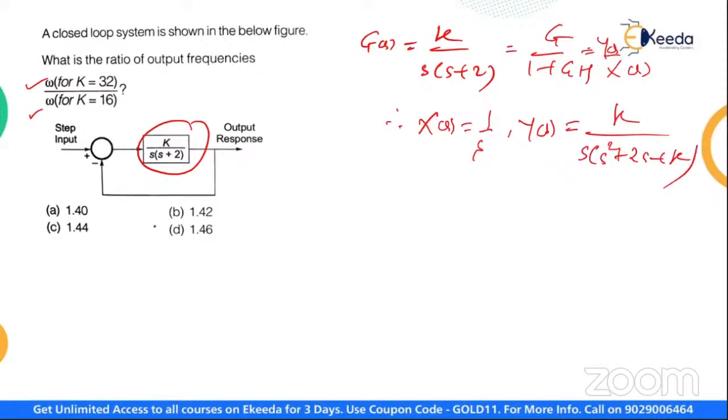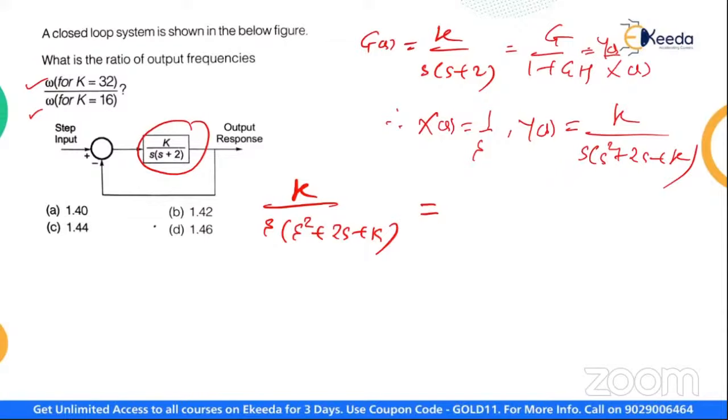Now, they have asked the ratio of the output frequencies for these values of k. See here, Y of s equals k upon s into s squared plus 2s plus k. So let me just write it down. If you want to apply inverse Laplace transform, what are you supposed to do? You are supposed to do something called partial fractions.